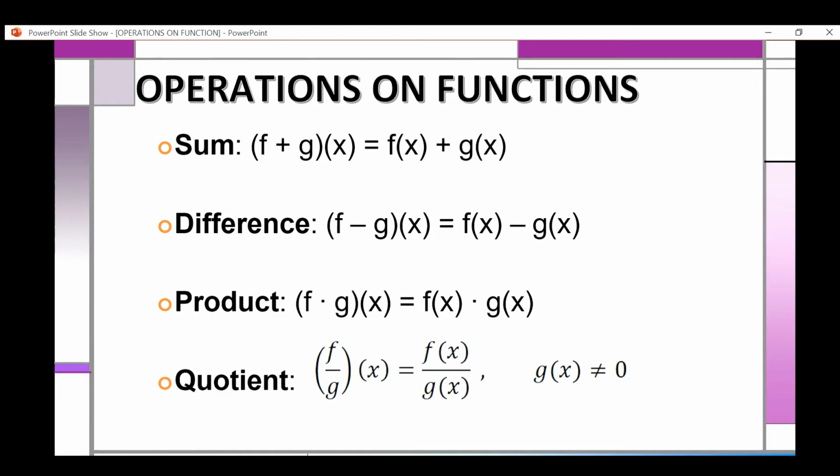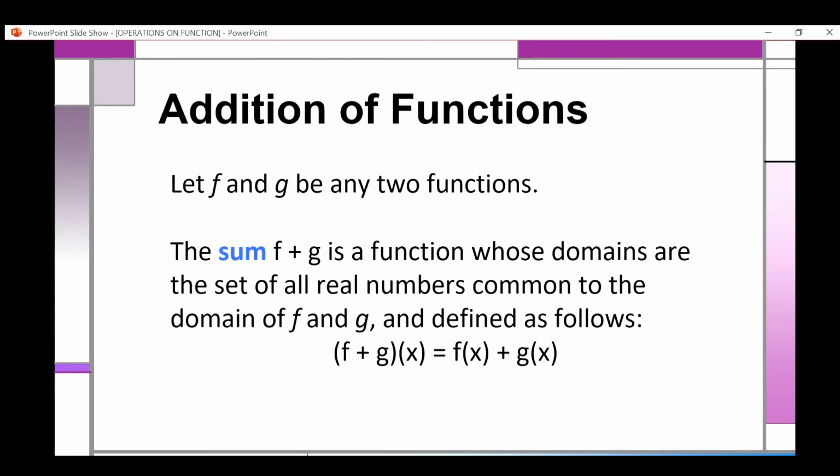So, we have four operations on functions. Then the other one is composition of functions. The very first one is addition of functions. The sum of f plus g is a function whose domain is the set of all real numbers common to the domain of f and g, and defined as follows. Let f and g be any two functions. So, class, if you see this notation, f plus g of x, we can rewrite that as f of x plus g of x.